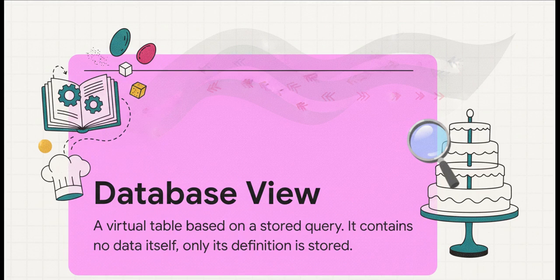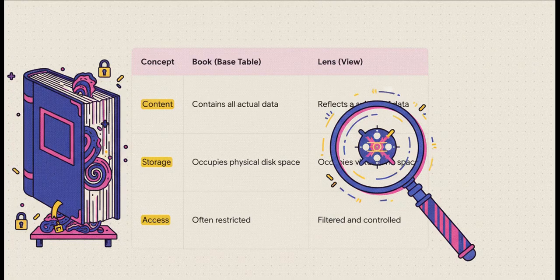Think of it like a recipe. The recipe isn't the cake, right? It's just the instructions for how to make that cake whenever you need it. And this slide just illustrates the concept perfectly. So on the left, you've got the base table. That's like a physical book. It has all the data, and it takes up actual space. Then on the right, you have the view. That's our magnifying lens. It doesn't hold any data itself. It just gives you a really specific, filtered, and totally controlled look at the book.